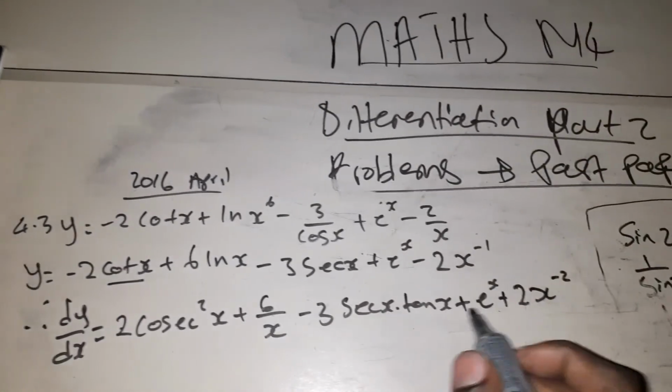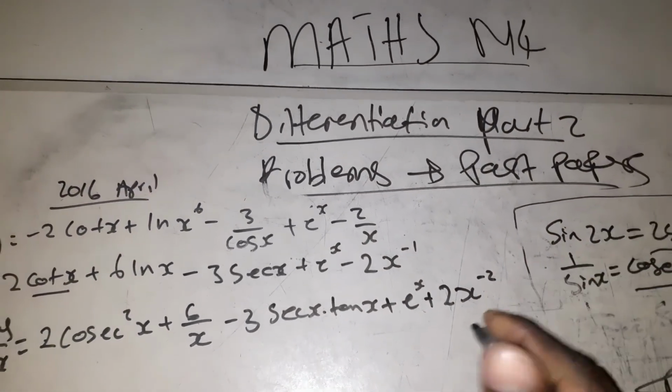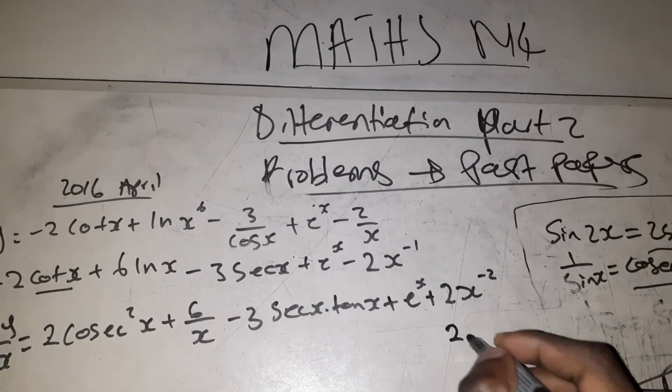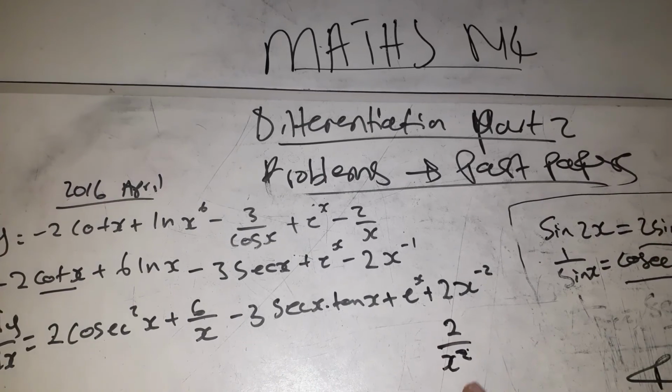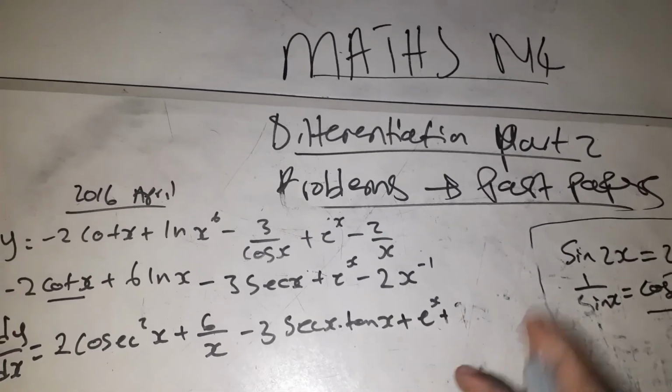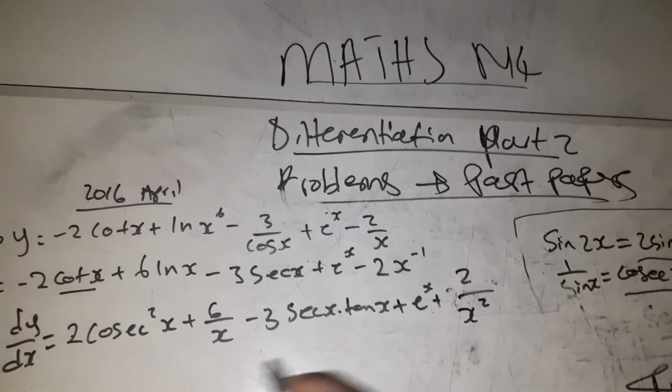Then our answer is correct. But remember, we don't want to have a negative exponent, so we'll have 2 over x minus x squared. Let me just write it so that everybody can understand what I'm talking about. We'll have something like this.